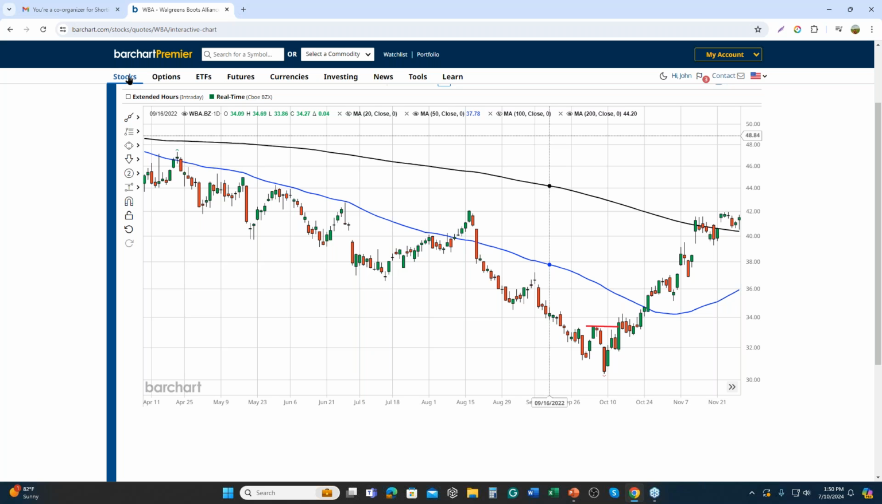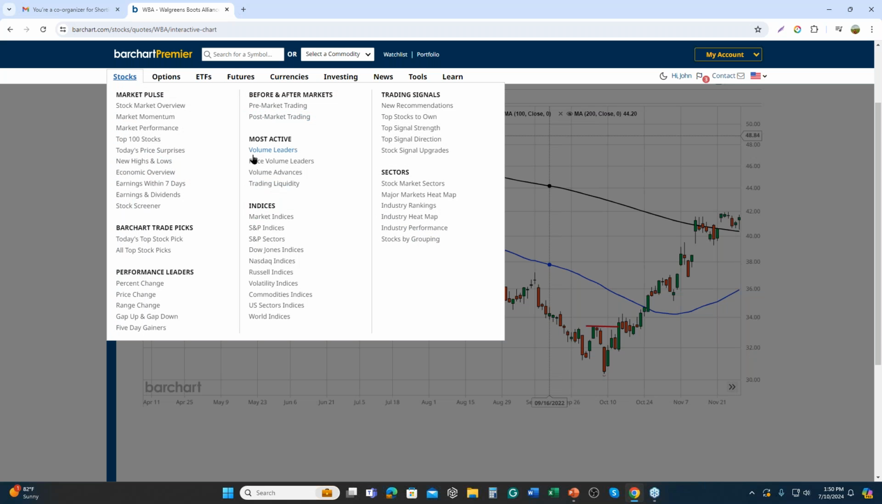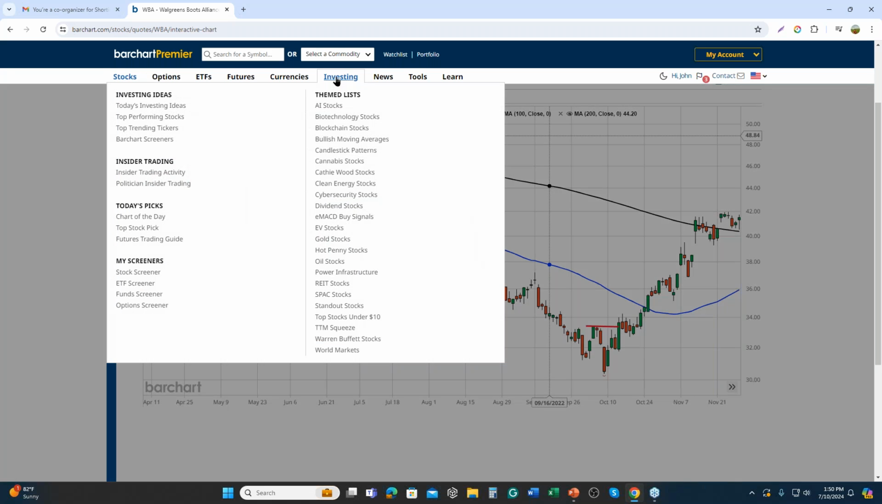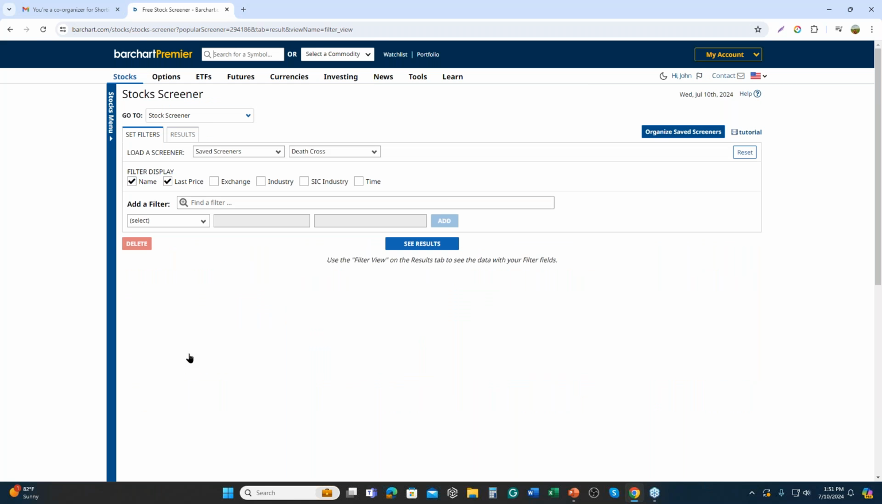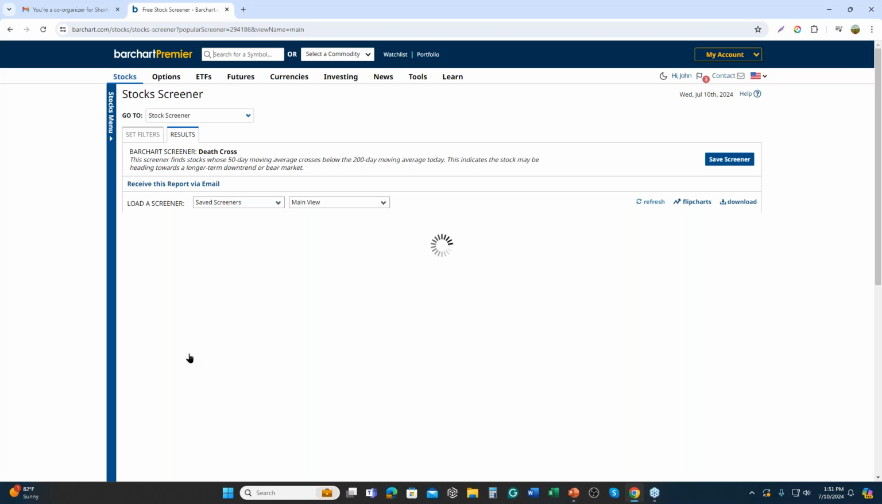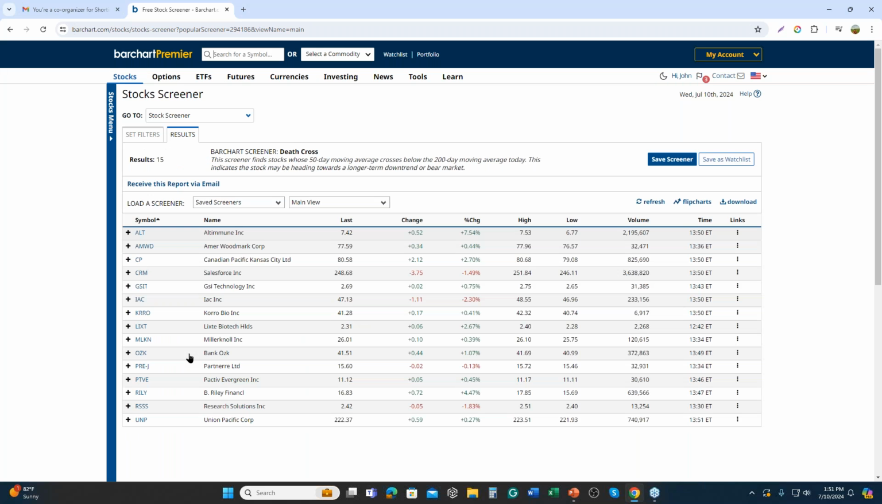The first one is the death cross. And that's where the 50-day moving average crosses over the 200-day moving average. You can find that under Investing, where it says Barchart screeners. Go there, and there you go. There's our death cross. So these are all stocks today where the 50-day moving average is crossing over the 200-day moving average. And that's usually a distinction that the market is in a definite downtrend.